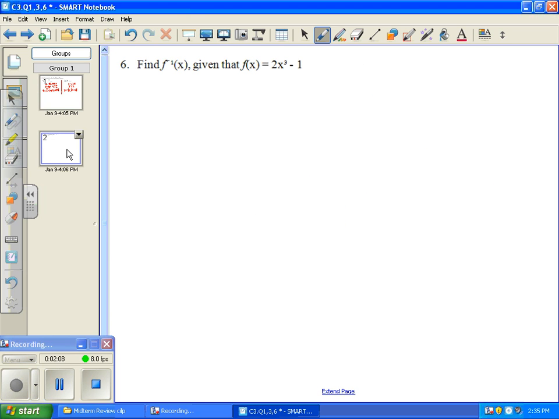Okay, so in problem 6, we want to find the inverse of this function. So remember, we need to first write it in y equals form. So change the x and the y, so just switch them. Now we're going to isolate the y. We want to just have it by itself.